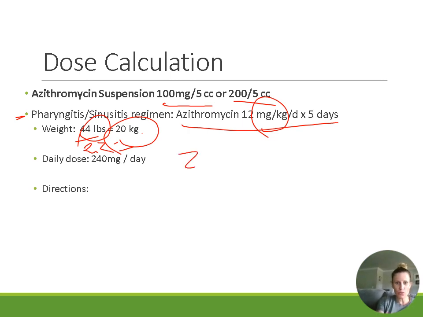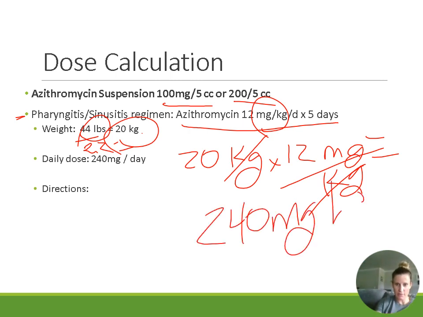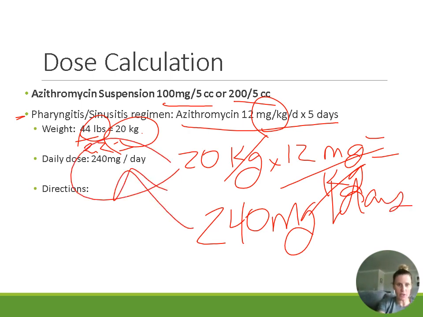So the patient weighs 20 kilograms, and we have to give the patient 12 milligrams for every kilogram. So our kilograms get crossed out, and we're going to give the patient 20 times 12. 2 times 12 is 24. Add the 0. He needs 240 milligrams per day. So that's how we get our daily dose of 240 milligrams.